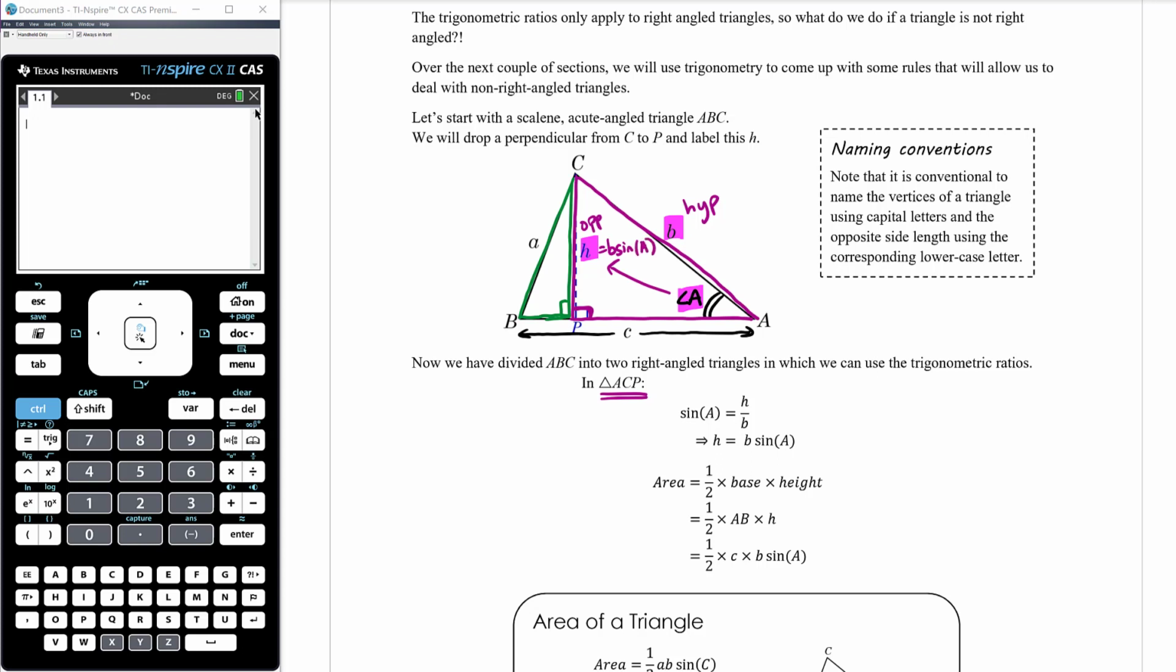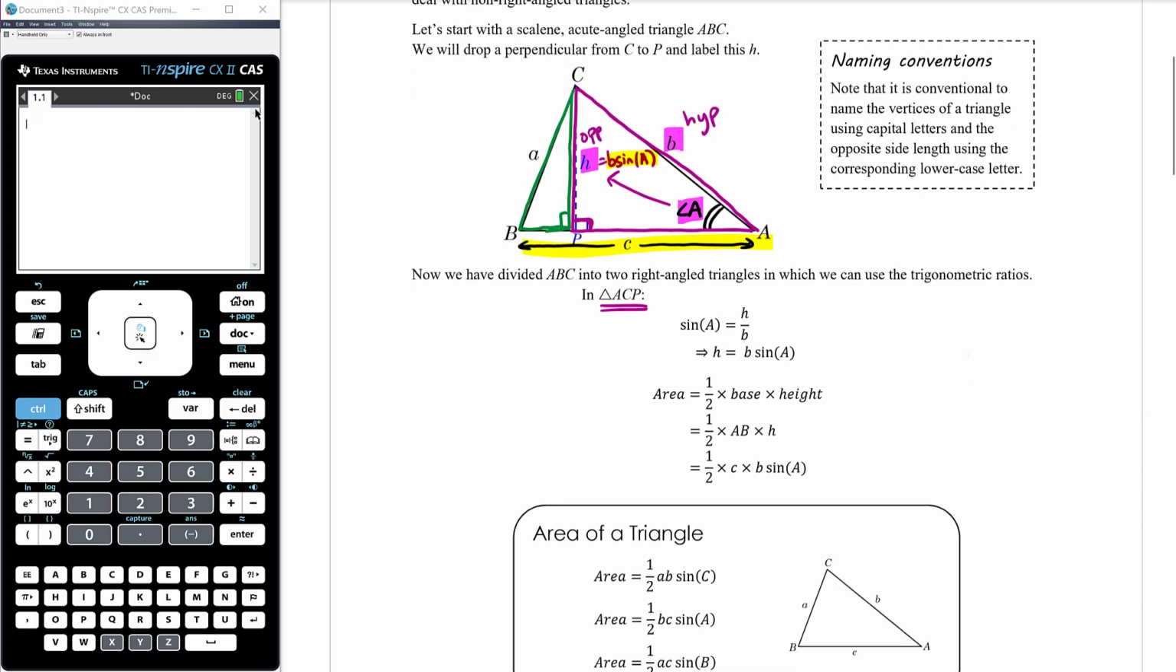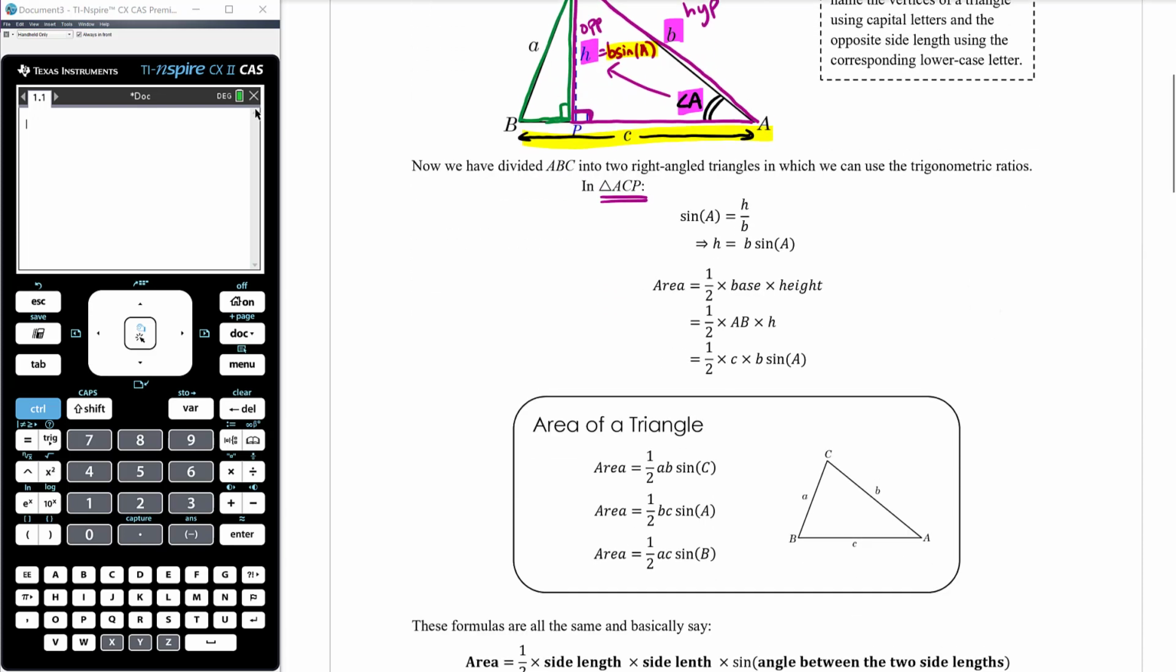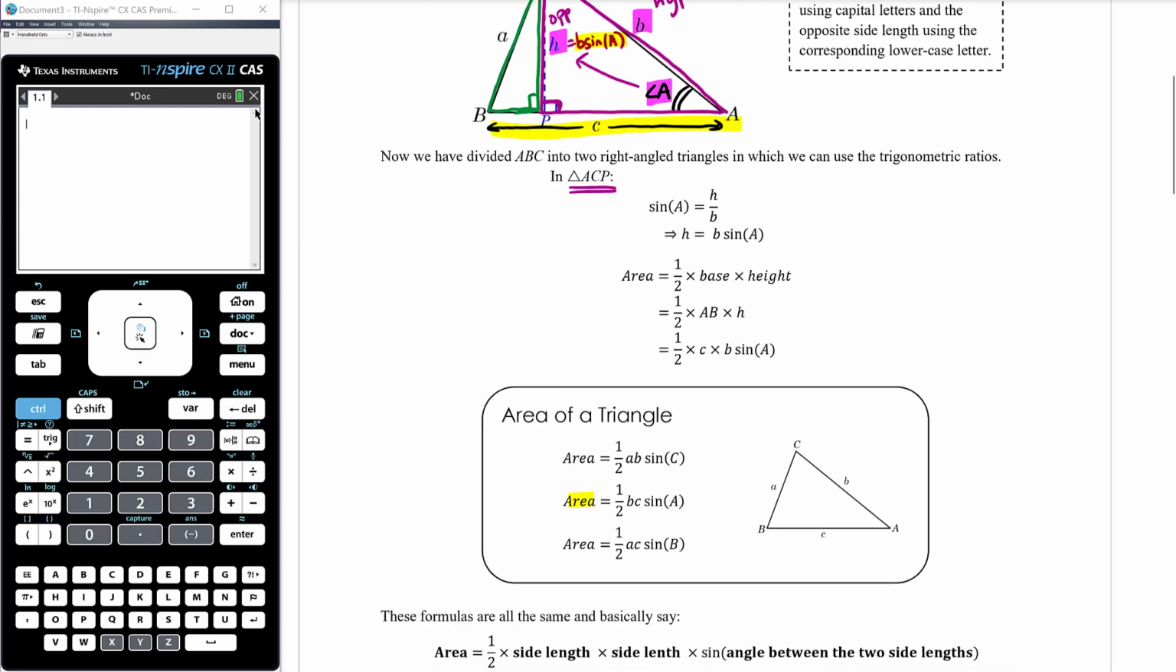Okay, and so therefore when we use half times base times height, in this triangle the base is C, and the height is B times sine A. So half times C times B times sine A means we get half BC sine A. Okay, and so that's this here.